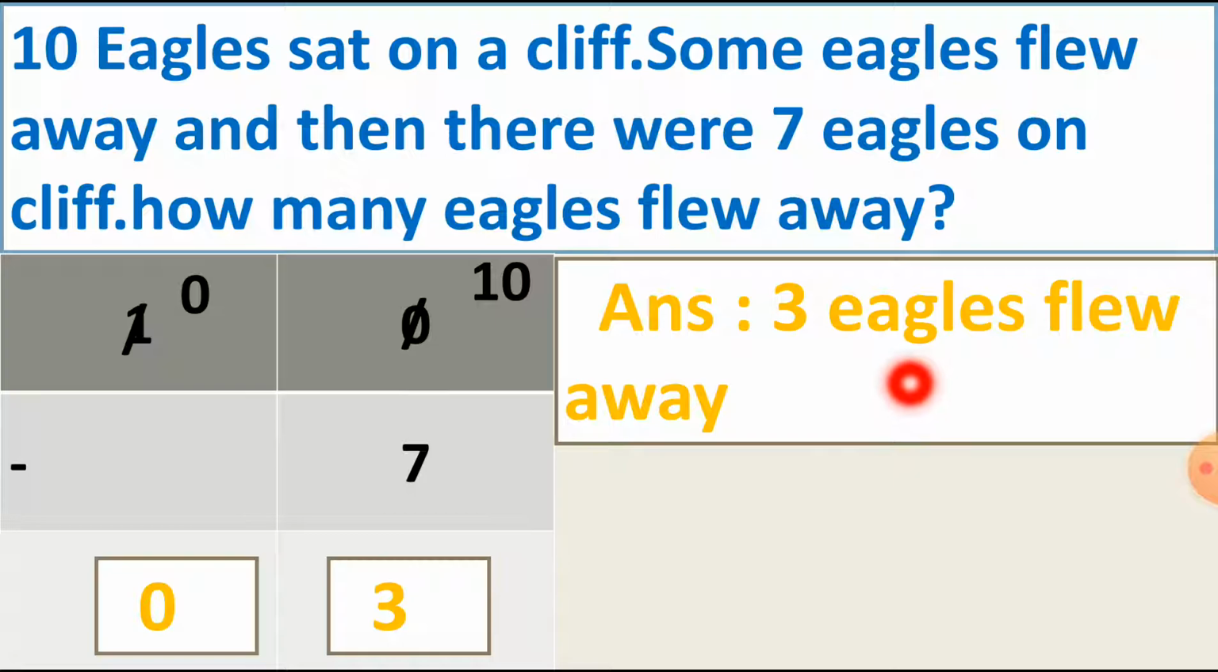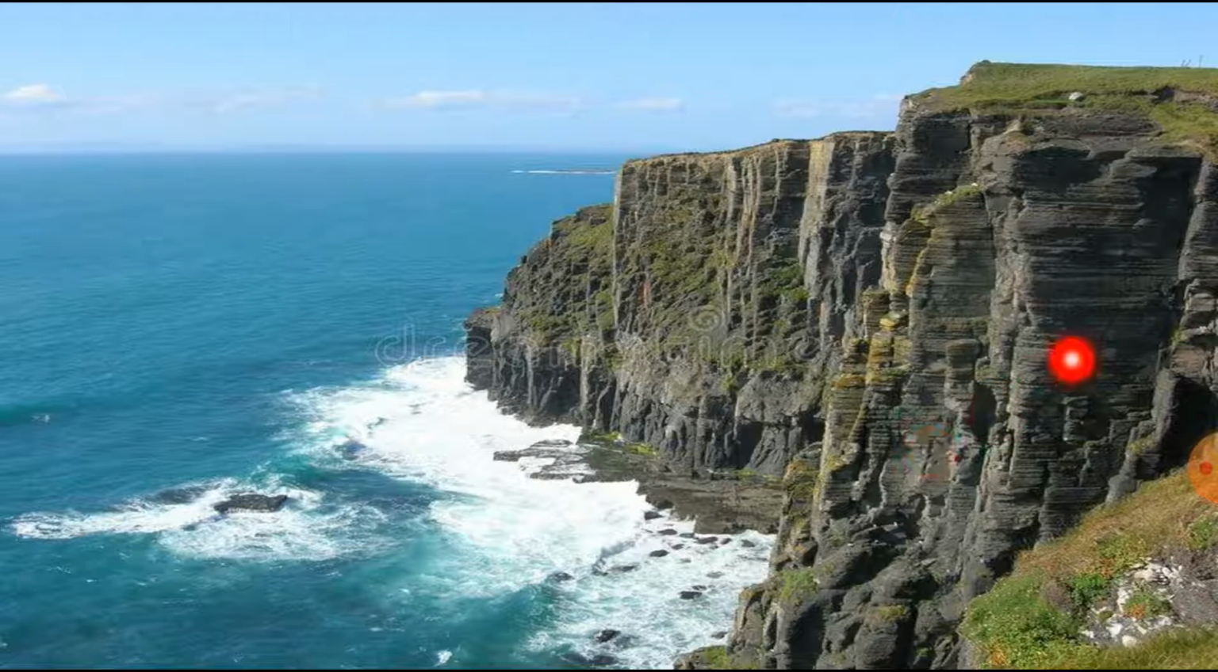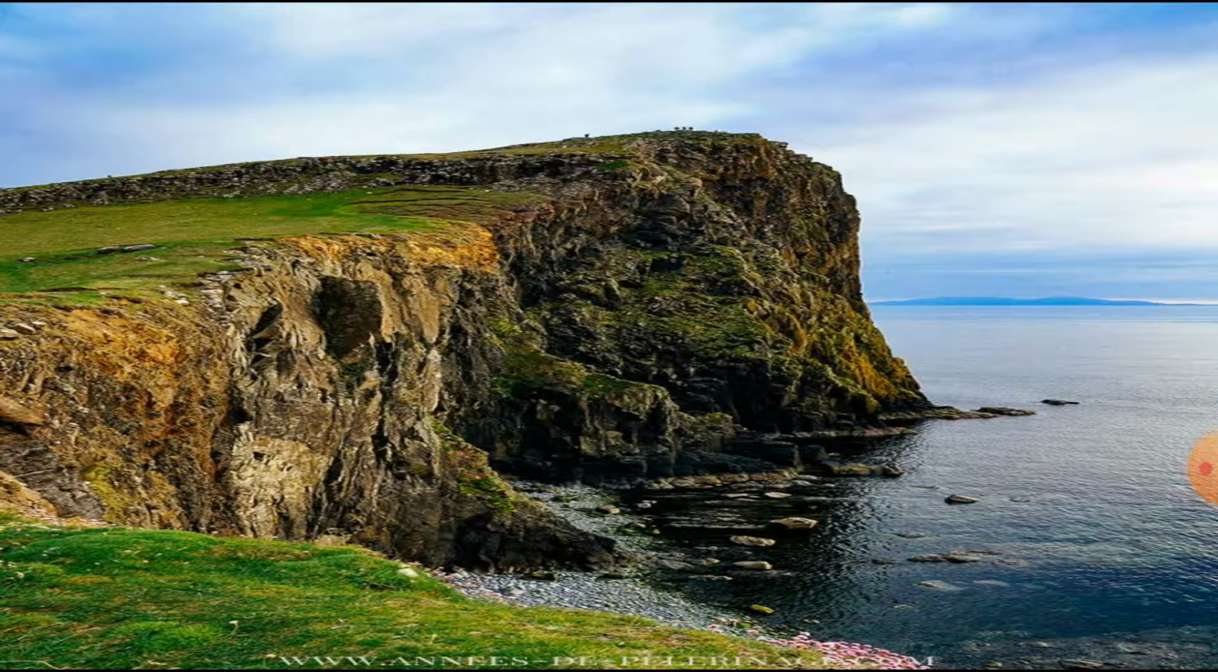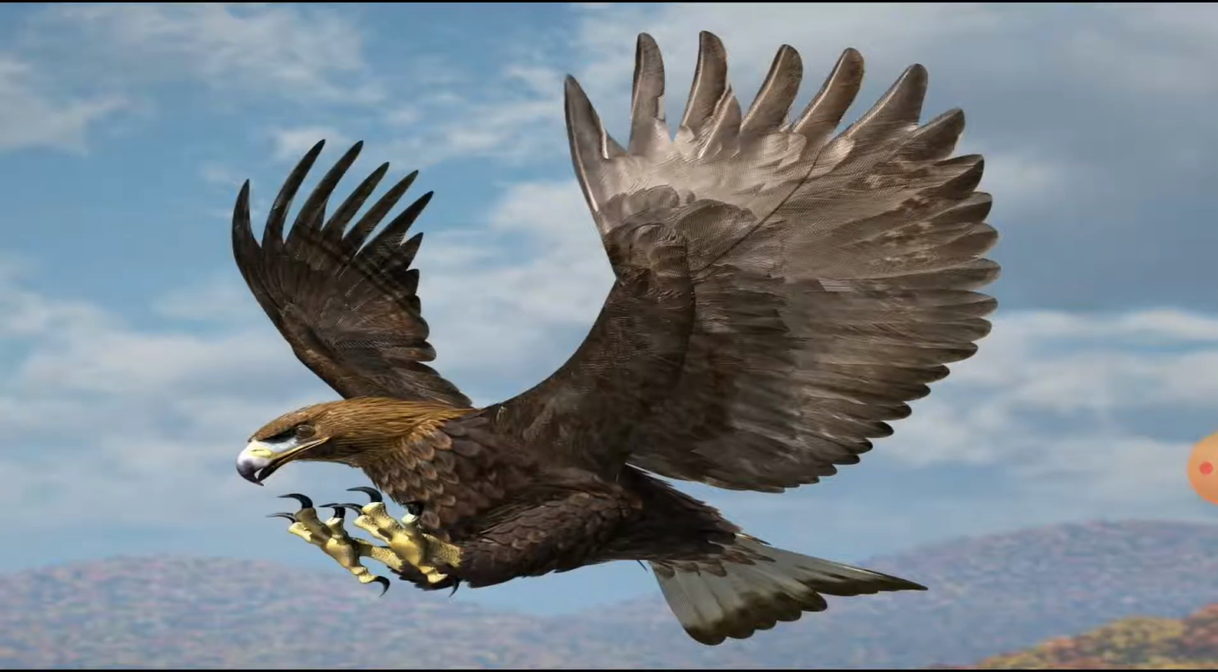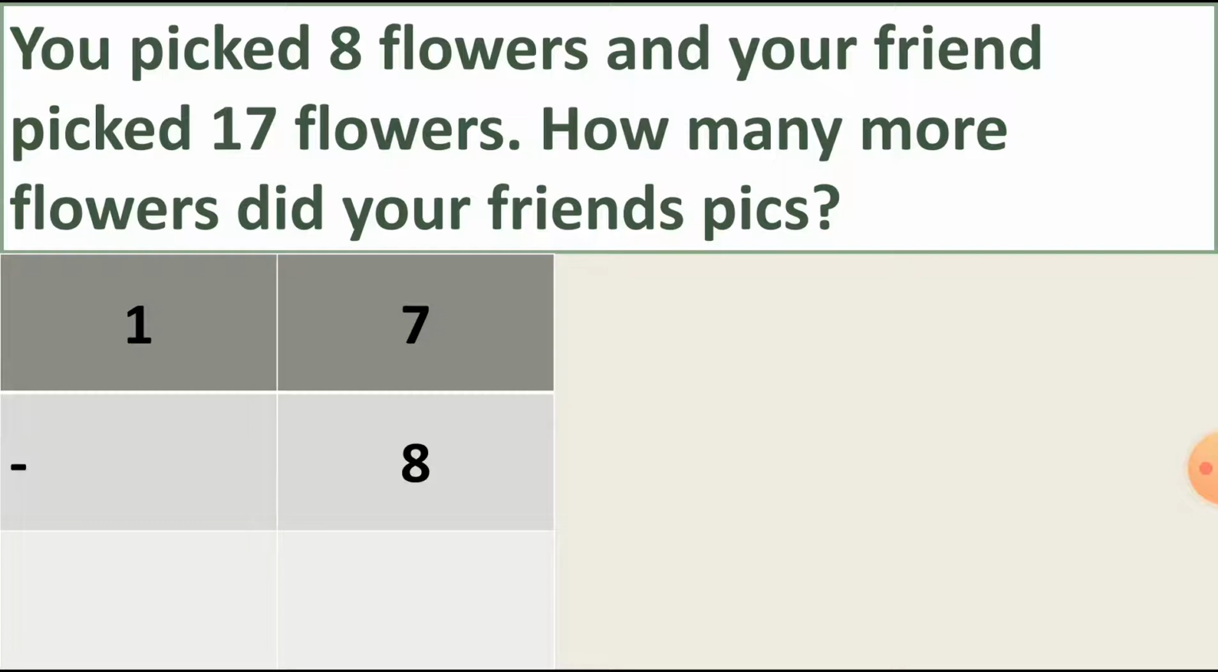Now let's see the eagle and cliff. What is the meaning of cliff? See, this is the cliff. Here the eagles were sitting, and let me show you more cliff. This is the cliff. You can call it the cliff. Then this is the picture of the eagle bird. You can call this the eagle. This is a very beautiful bird.